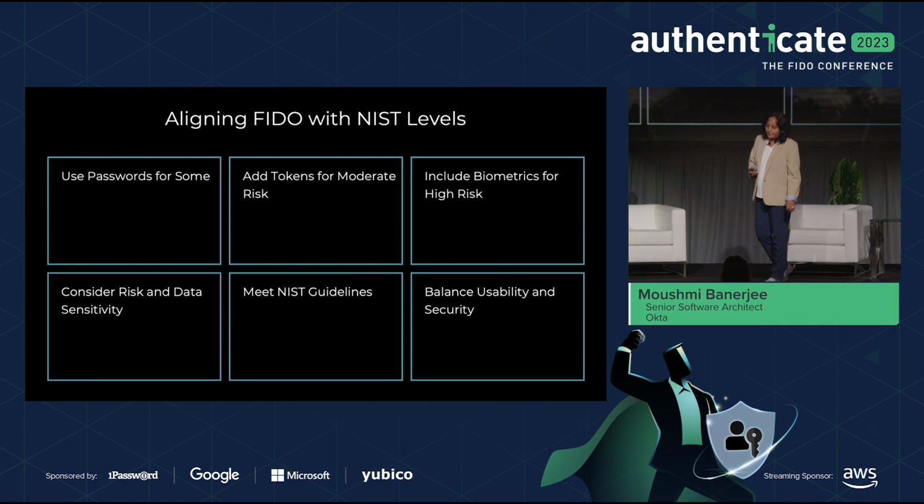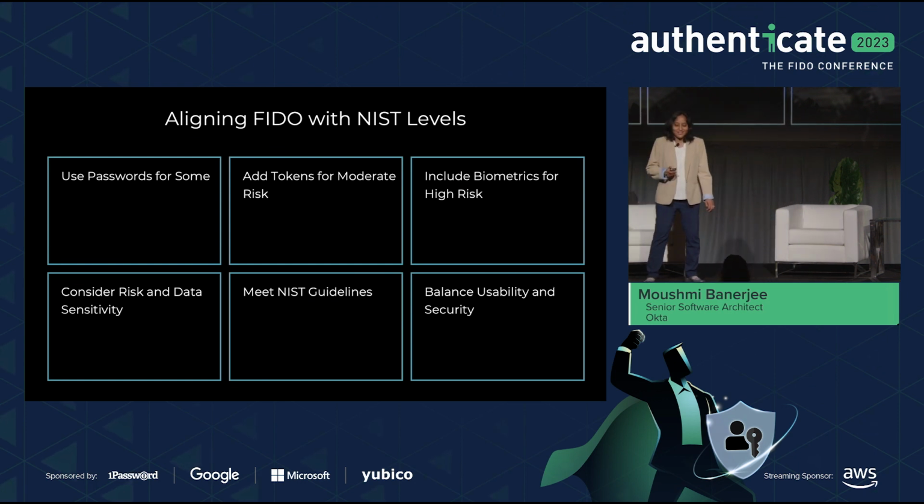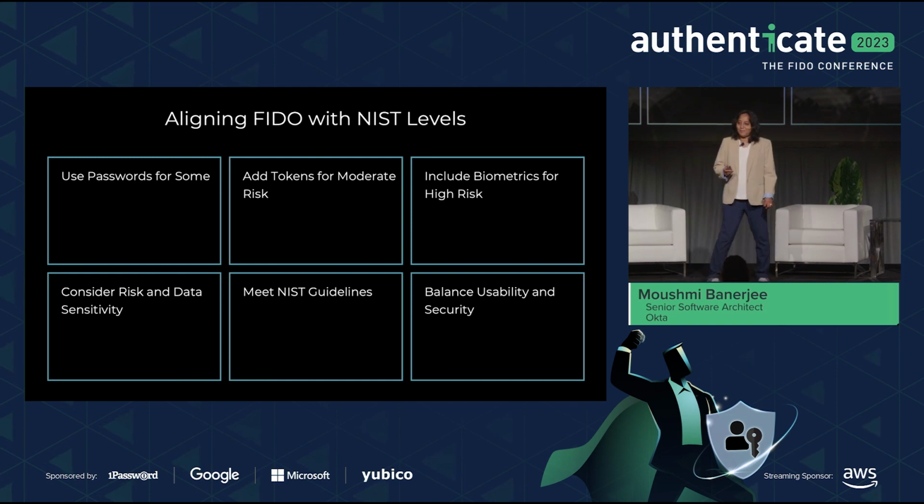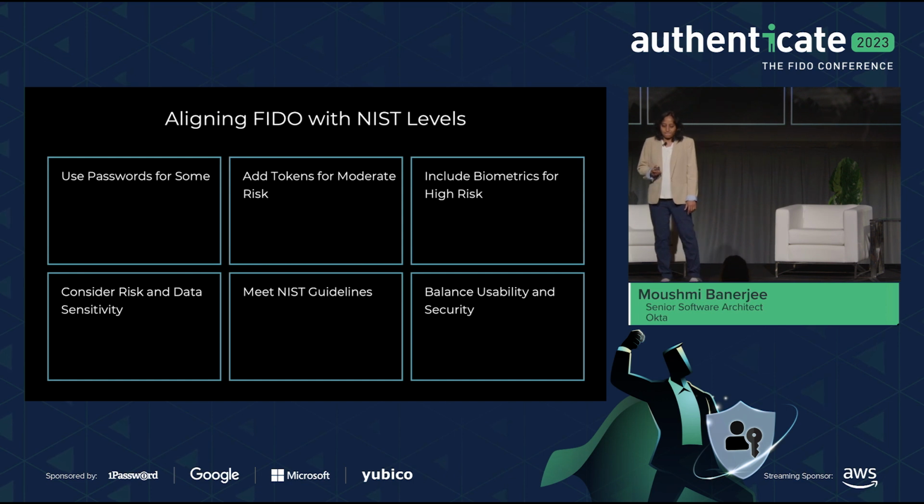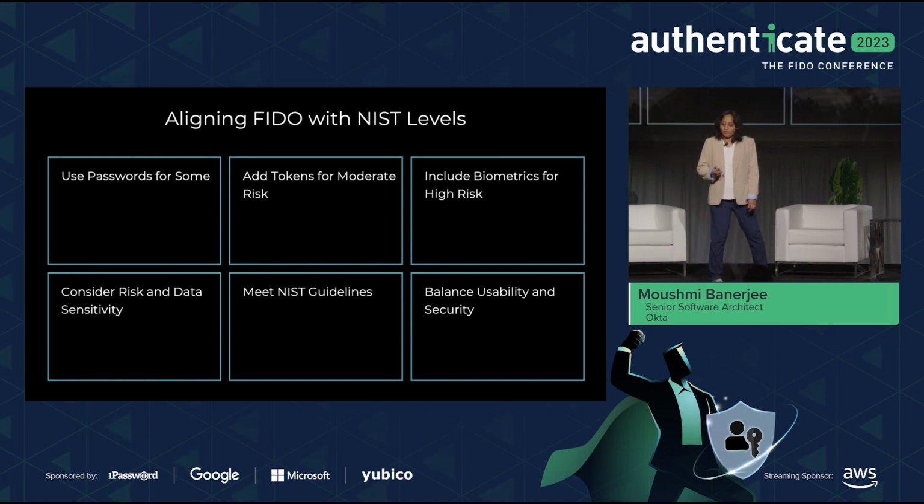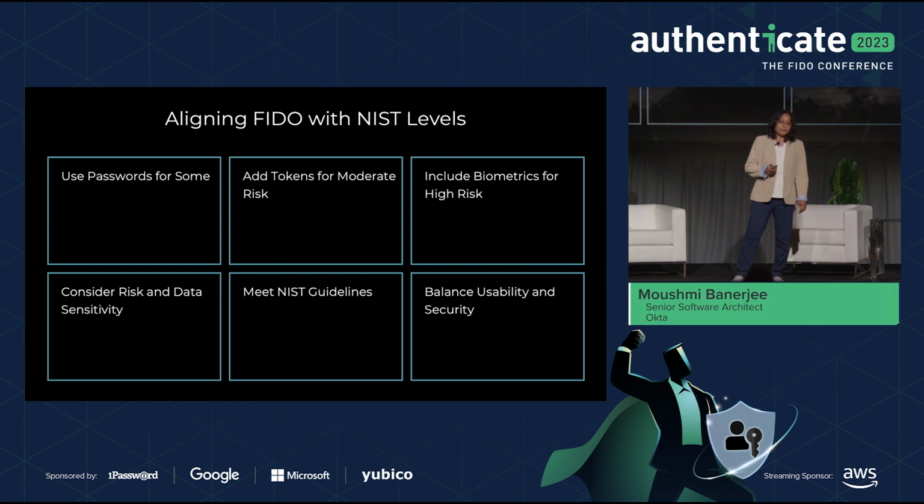NIST guidelines, SP 800-63B, it's a mouthful, yeah, provides some guidance as to how to align FIDO and NIST. For example, if the data is protected, is sensitive or valuable, a higher level of assurance is required. NIST guidelines also ask us to use risk-based authentication. With each authentication attempt, adjust the level of assurance accordingly.